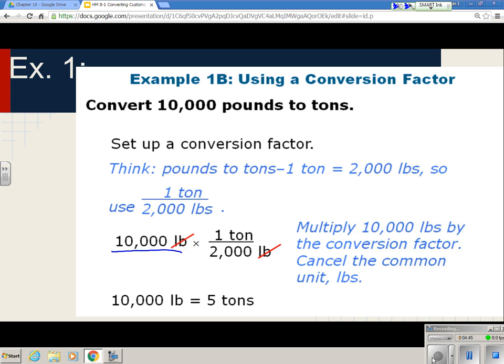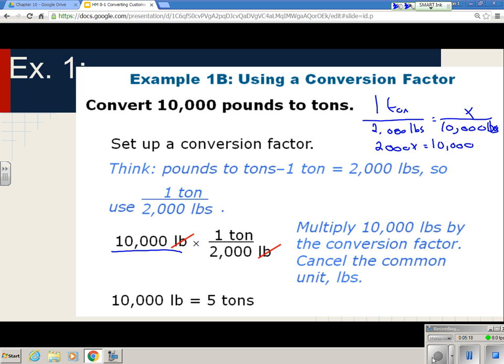So 10,000 pounds into a ton. Well, we know that 1 ton equals 2,000 pounds. And in our scenario, on the other side, the other ratio, we match pounds with pounds, which is 10,000. And then all we have to do is solve for x. So when we cross multiply, you get 2,000 times x, which is 2,000x. And 10,000 times 1 is 10,000.